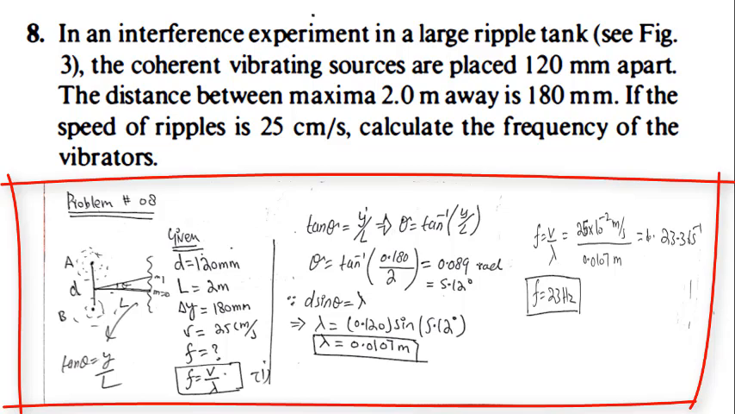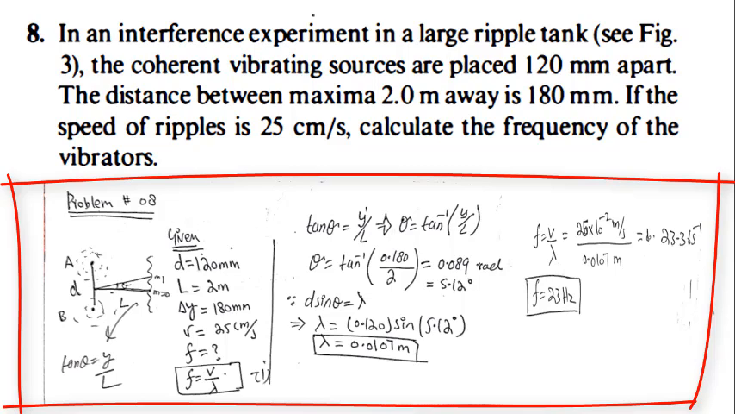Since we know that d sin theta is equal to m lambda, for first order bright fringe or for maxima, we have d sin theta is equal to lambda. We know the value of d, we know the value of theta. So putting the value of d and theta, this gives me lambda is equal to 0.0107 meter. So now we have the wavelength. Frequency is equal to speed over wavelength. So putting the value of speed and lambda and solving for this, I get 23.36 per second or 23 hertz.